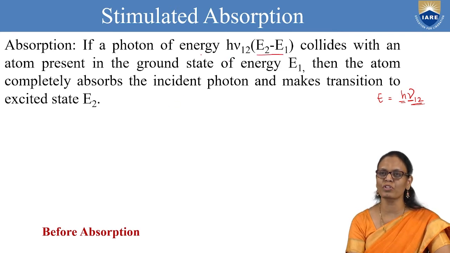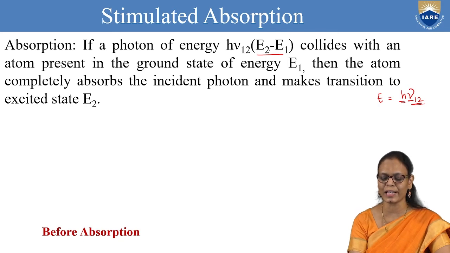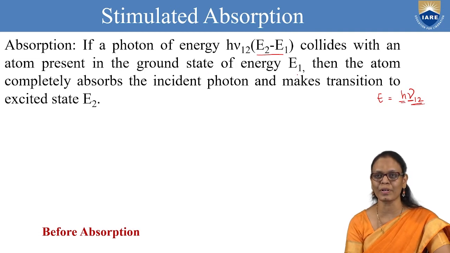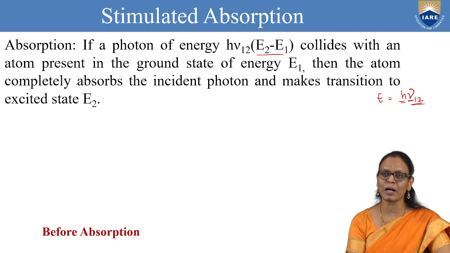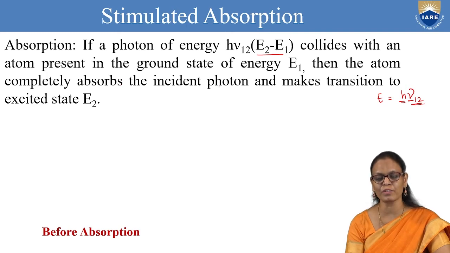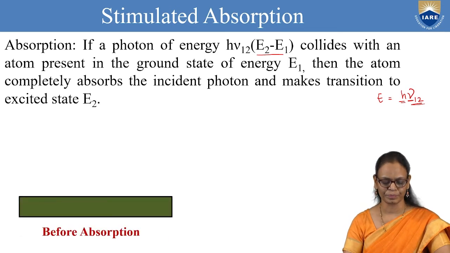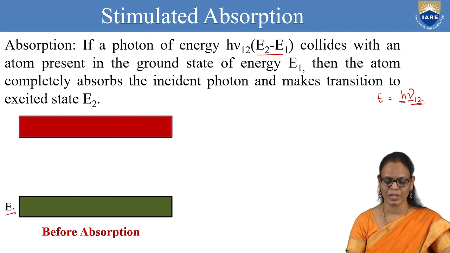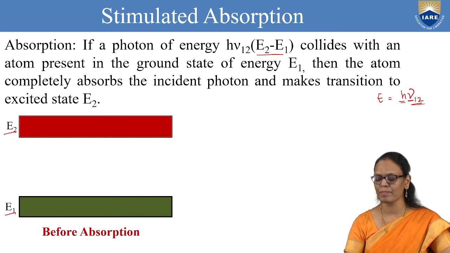So if a photon of this much energy, E2 minus E1, collides with an atom that is present in the ground state of energy E1, then the atom completely absorbs the incident photon and makes a transition to the excited state. How it happens, we are going to see. So we have the ground state E1. E1 is the ground state here. This is the E2. E2 is the excited state.